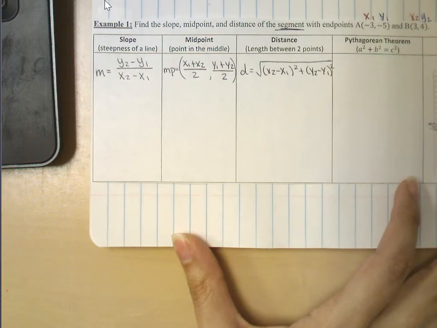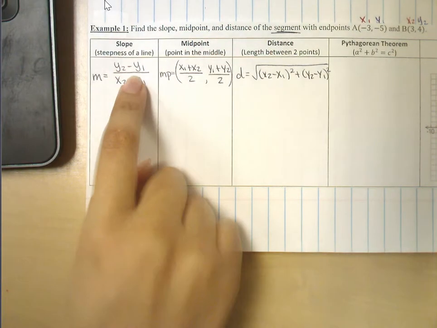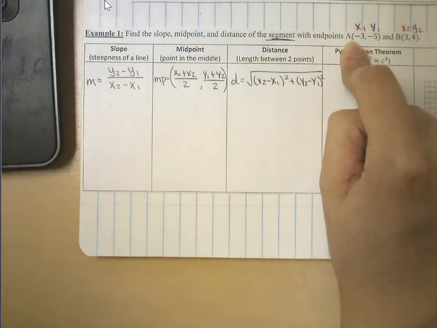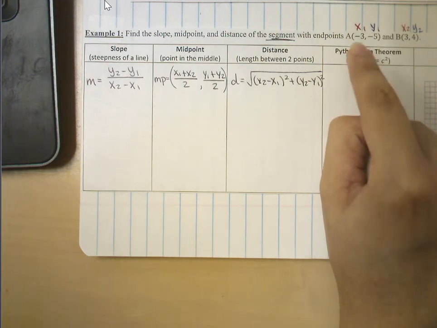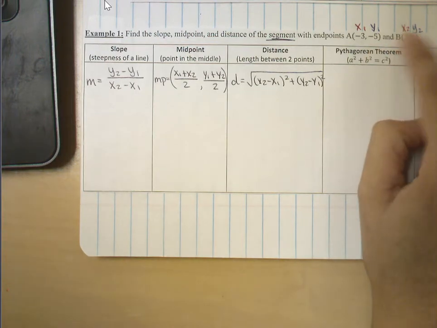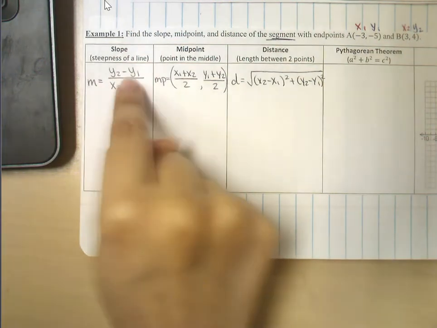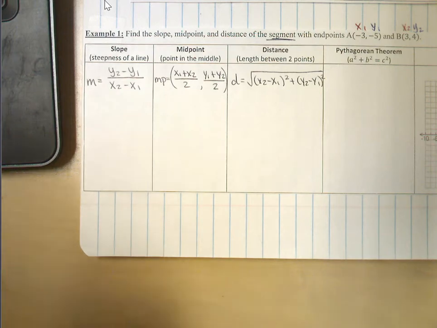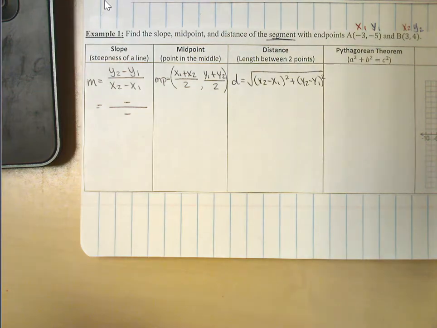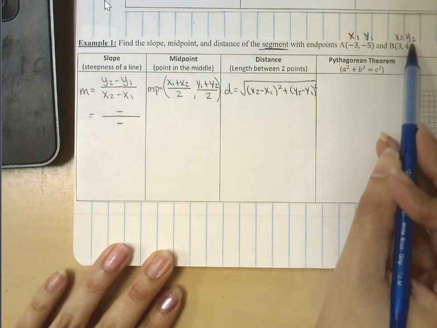All right, so to find slope, I'm going to plug in my numbers into these letters, and the first thing you have to do is label your points. First point is x1, y1, -3 is x, -5 is y. And then the second point is going to be x2, y2 because it's the second point. So once you label your points, it becomes easier to know which numbers go into those letters. So I'm going to plug in my numbers. For y2, if you look up here, y2 is right here, it's 4.